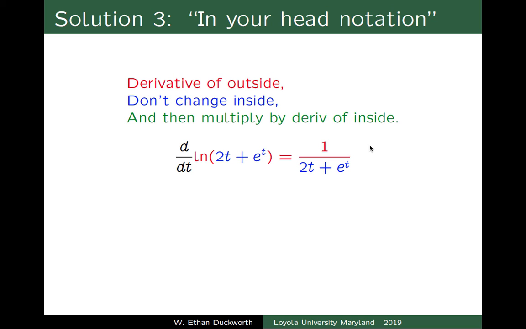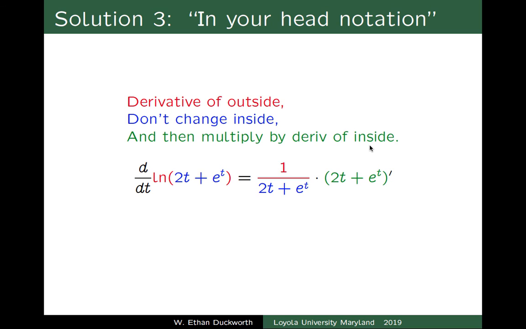Okay, and then the last part is, and then multiply by the derivative of the inside. I haven't done that yet, but it will go on the far right-hand side of that formula. So I will write it in green, times 2t plus e to the t prime, and again the prime means that I haven't done that derivative yet. So I'll just have one more step where I take that derivative, and at that moment I won't write the prime anymore. So 1 over 2t plus e to the t times 2 plus e to the t. And that's the end of the example.